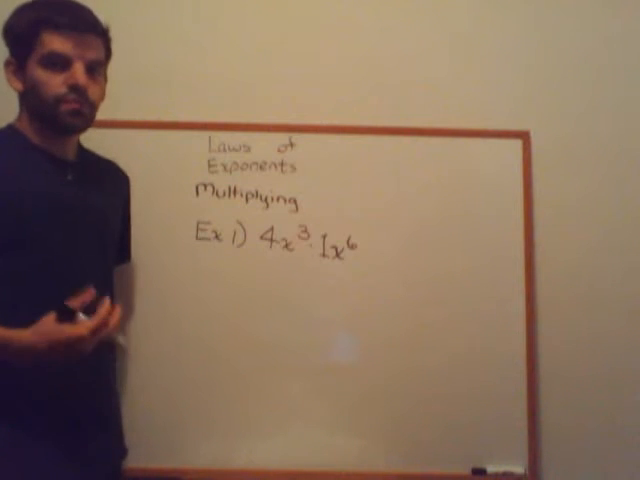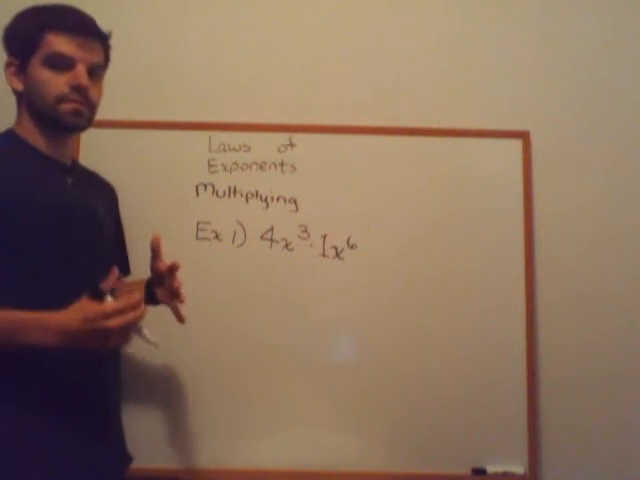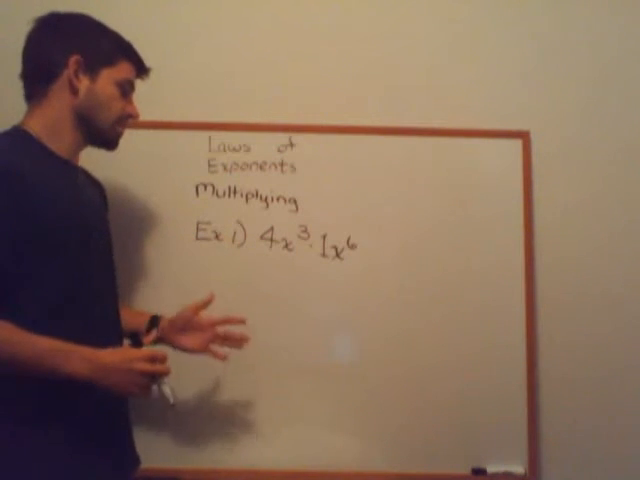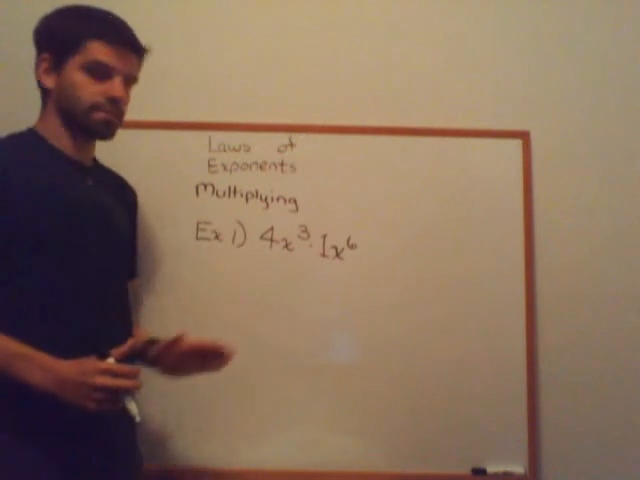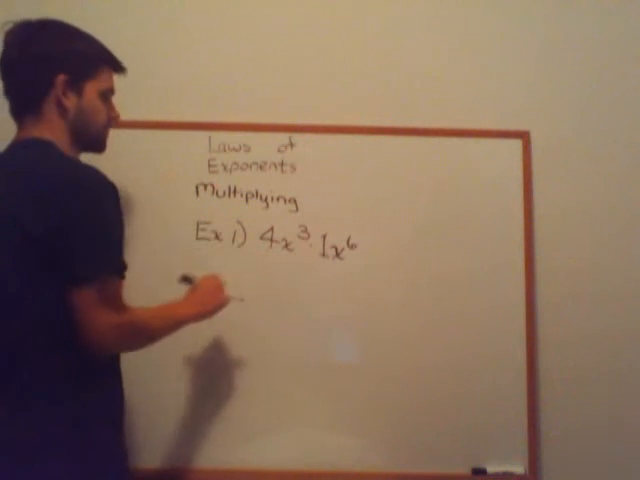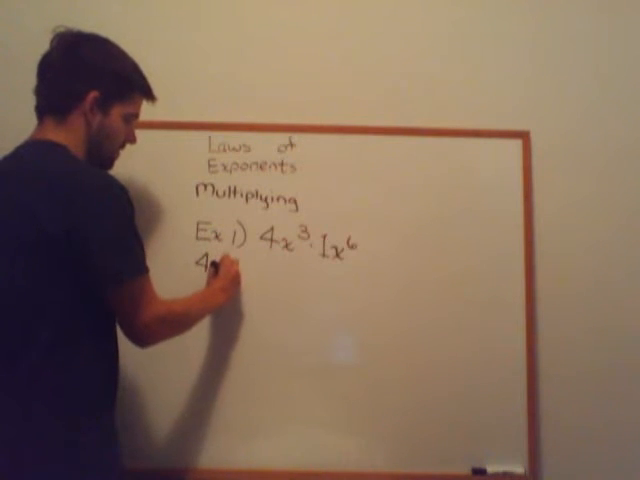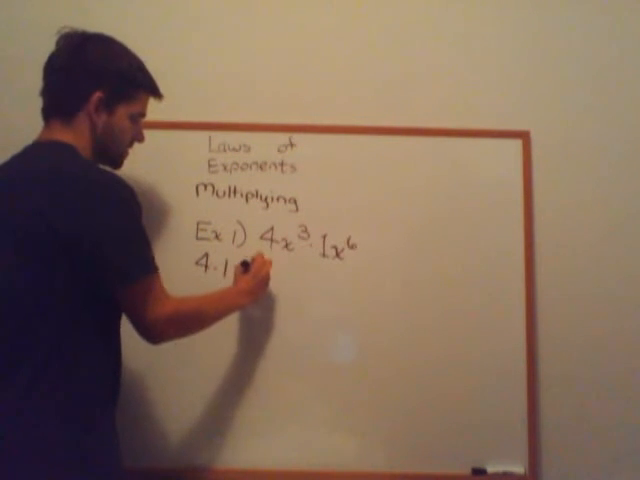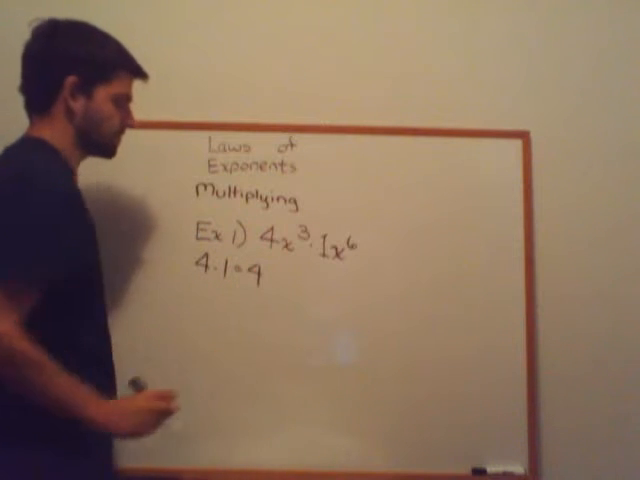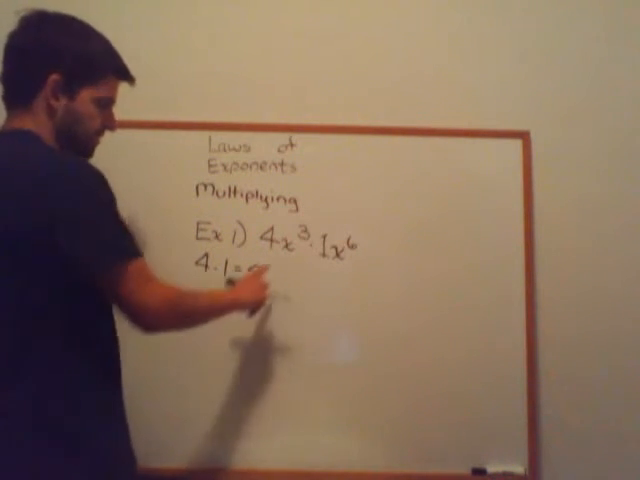The next thing is, you want to break this apart. To make things easy for yourself, do things separately. So start with your whole numbers first, then your variables. So let's start with 4 times 1, and that will take care of our whole numbers. So we have 4 times 1 is equal to 4. Not too bad. Now let's look at the exponents.